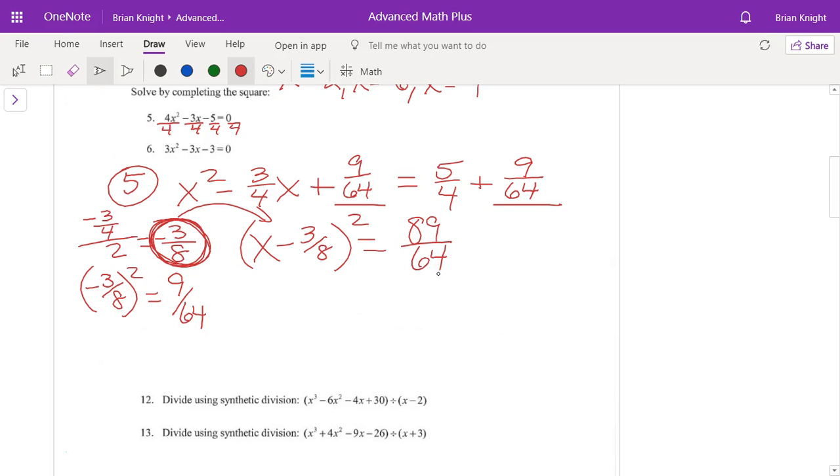89/64. And then how do you get rid of the square? You take the square root. So x minus 3/8 equals plus or minus the square root of 89, which just stays square root of 89. But what is the square root of 64? 8. So reduce 8, and then last step, add 3/8 over.